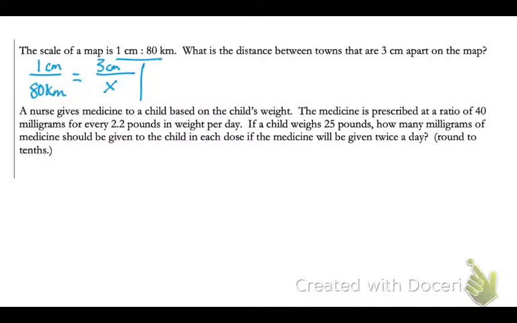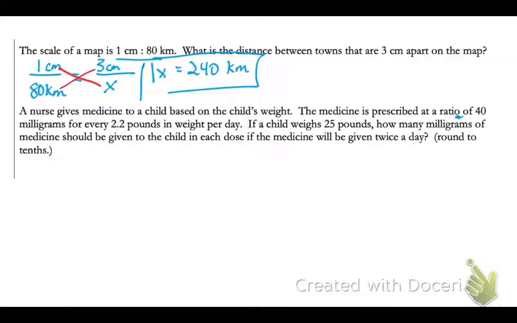So now let's multiply. Let's start with the pair that has the variable x. So we will take 1 times x, which equals x, and then on the other side of the equal sign is the other product, so 80 times 3. And that tells us that those towns would actually be 240 kilometers apart.